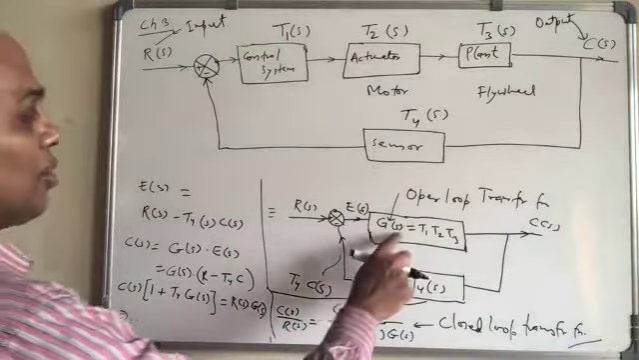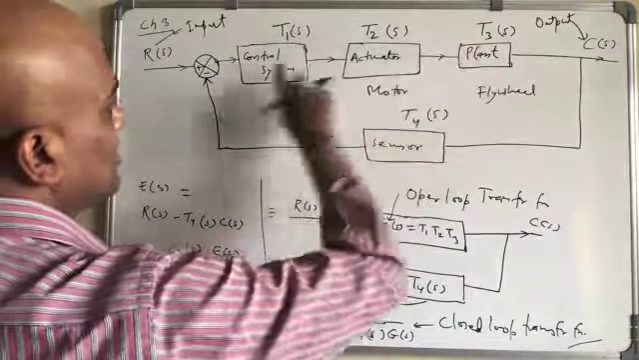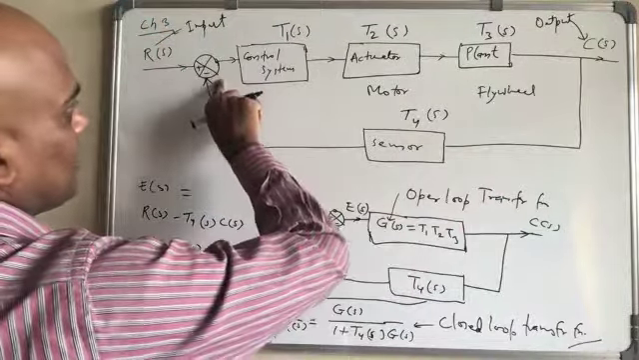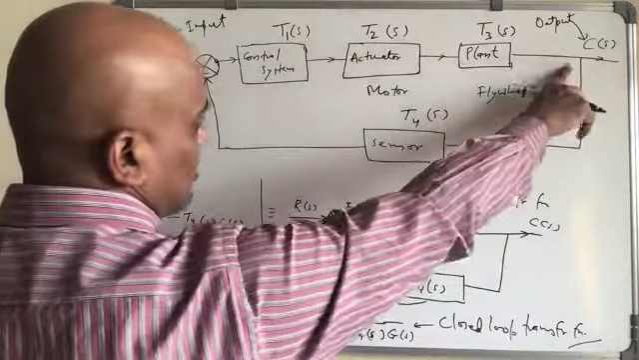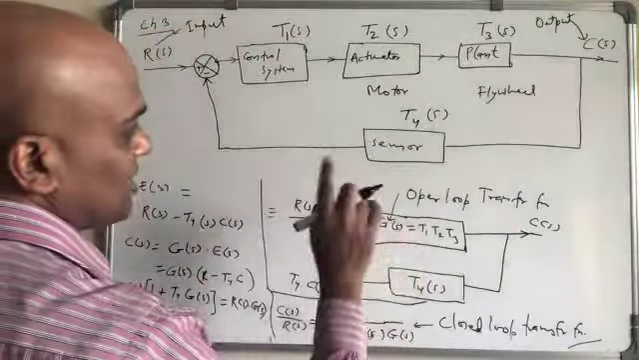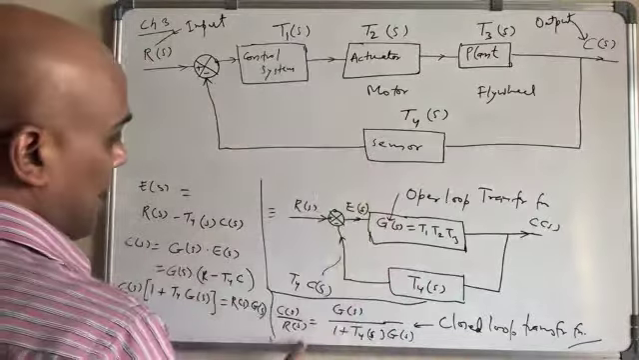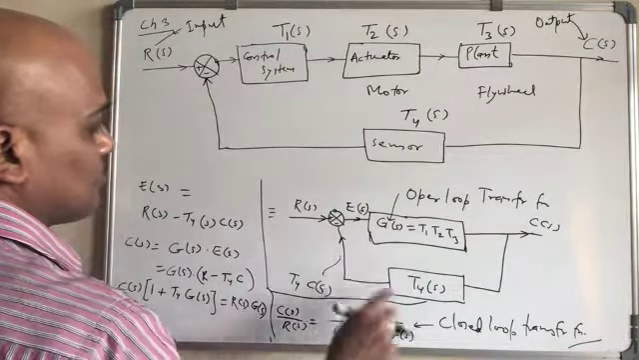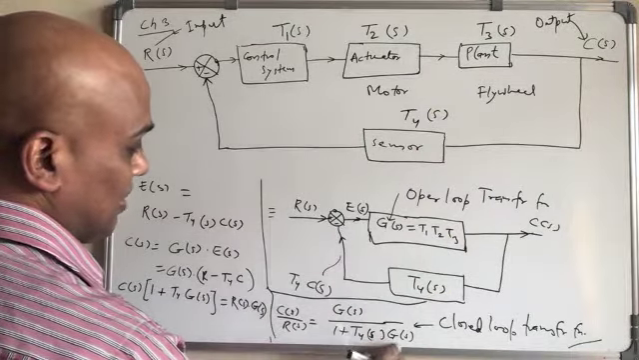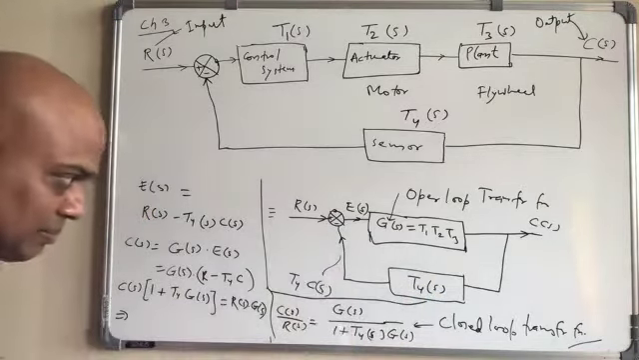So GS is the open loop, which is simply T1 times T2 times T3, whatever there, till output. From the summing point till the output, whatever you have, you just multiply them, you get GS. This is open loop transfer function. And in order to know the closed loop transfer function, if you know GS, it will be GS divided by 1 plus T4S times GS. So whatever you have here, multiply by this, you get that.